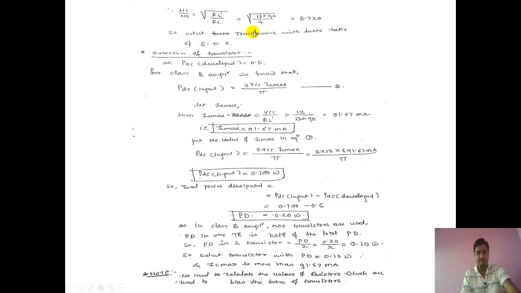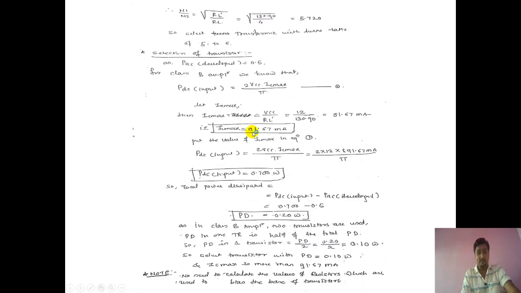Now selection of the transistor is quite important. PSC developed, we have calculated, is 0.55. For a class B amplifier, we know that PDC input, how much DC power I am taking from the supply, is twice IC max divided by pi. We have used this in the previous example. Now from that, I will calculate IC max.